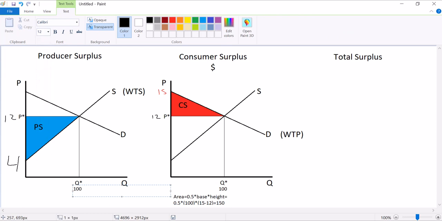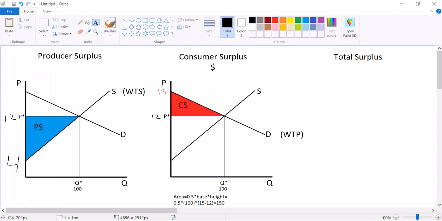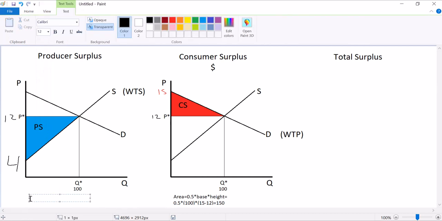Let me add this quantity of 100 in here, and I'm not going to explicitly write the area formula again, but I can just tell you that producer surplus is the area of that blue triangle, which is 1/2 times the base of the triangle. 100 sales is 100 for the base, times the height of that triangle, which is 12 minus 4. So 1/2 times 100 times 8 is 400. Our producer surplus is $400.